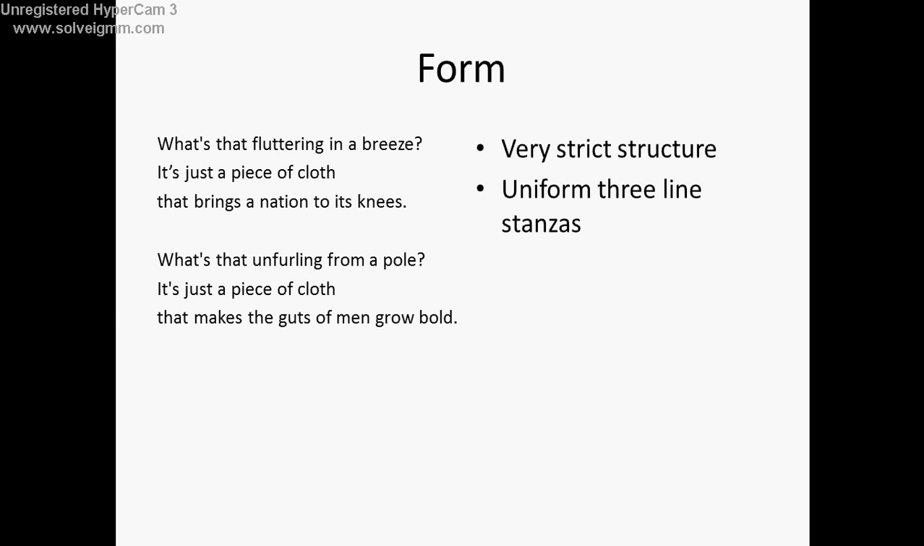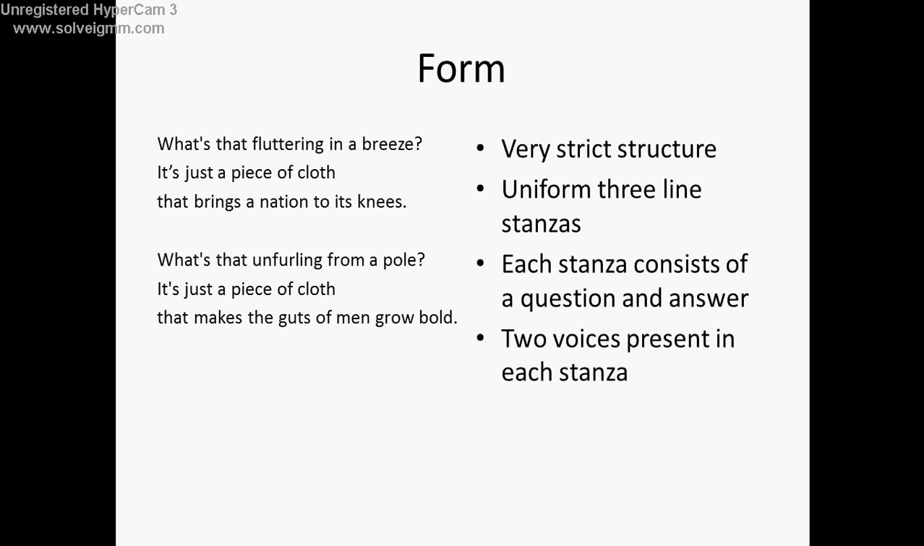The structure is uniform throughout. Every stanza is made up of 3 lines, and they all start and end in the same way. They have the question at the start, then they have that repeated line, it's just a piece of cloth, and then it has, as a last line, a kind of reflection on the power of the piece of cloth. Okay, so it has a question and an answer, and you'll probably notice that there are two voices in the poem. So it's meant to be two people speaking. The person that's asking the question, and then the person who's answering it.